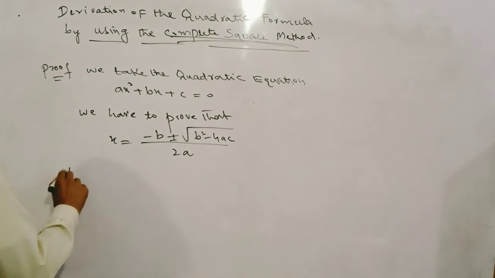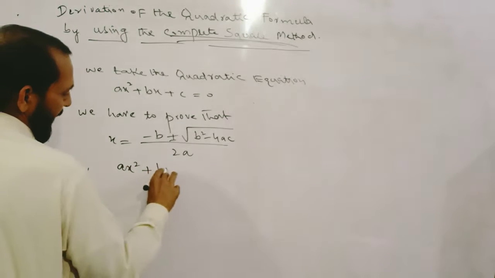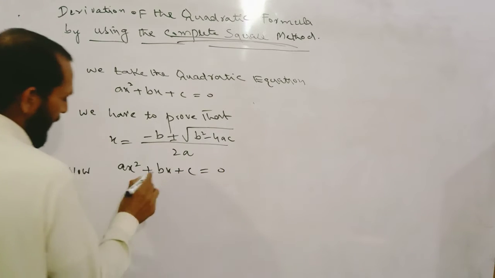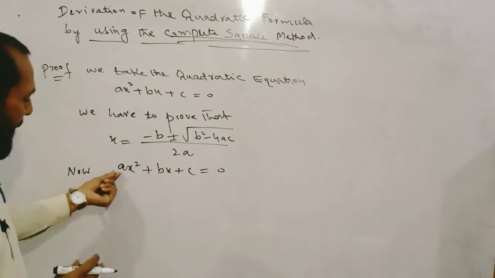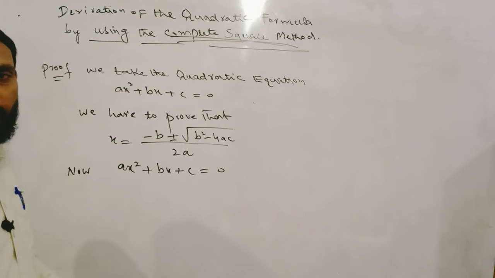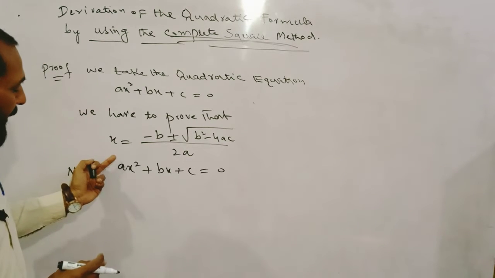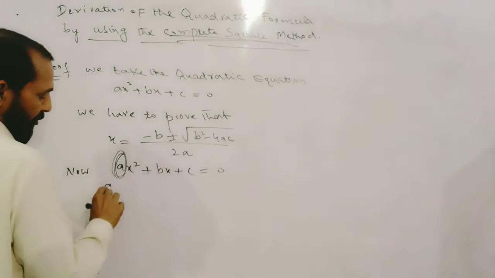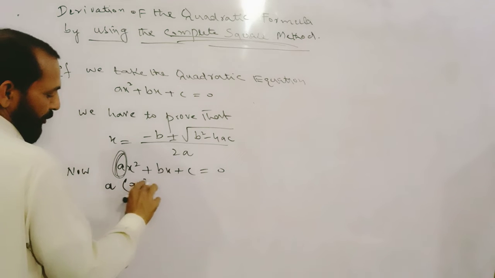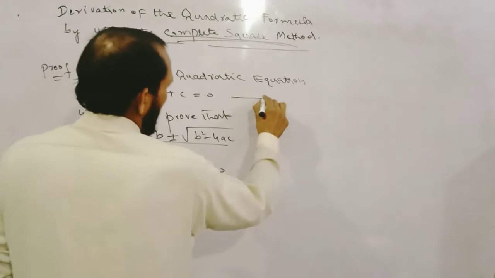Now we take the above equation ax square plus bx plus c is equal to 0. First of all, we multiply by a. Here a has a single power, not a square. First of all, we complete the square of a, so we multiply a on both sides of the above equation 1.